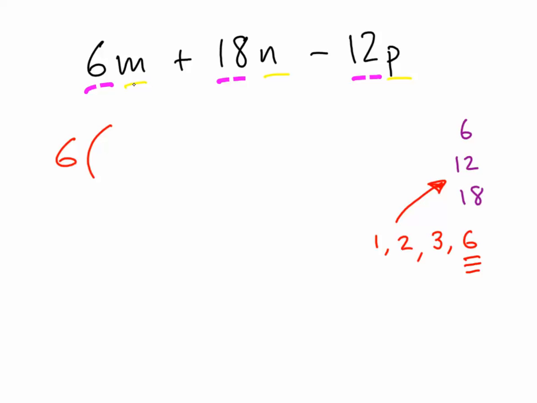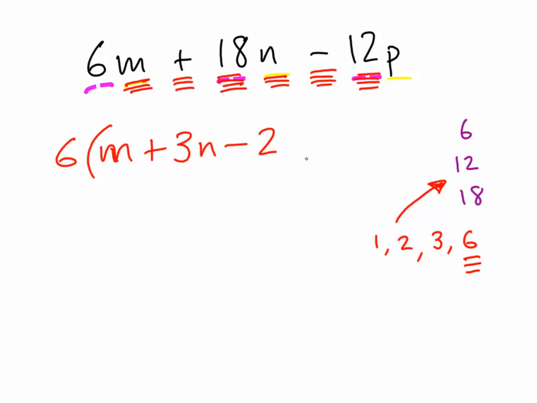So 6 times m is 6m. I can see a plus sign. 6 times 3 will give me 18. I can see an n. I can now see a minus sign. And 6 times 2 will give me 12, and I can see a p. And that is my answer.